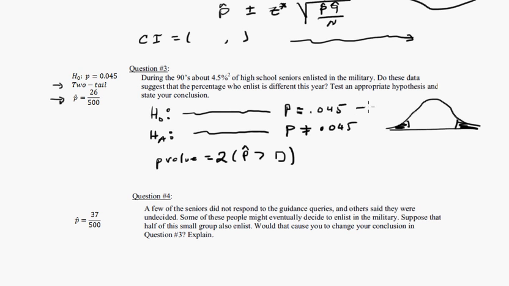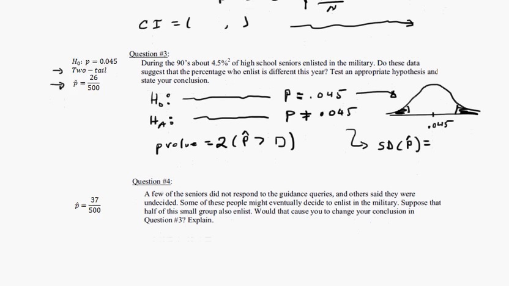So remember, the null hypothesis implies the model, so the center should be 0.045. So your job is to find the standard deviation of p hat. So that shouldn't be too hard to find. It's a formula. Look it up. Compute it. Okay, so you got to fill in the gaps.